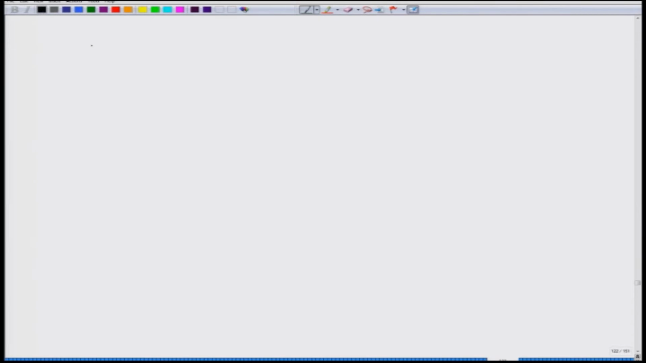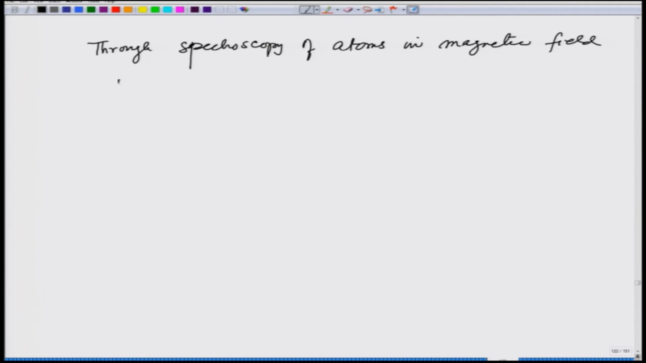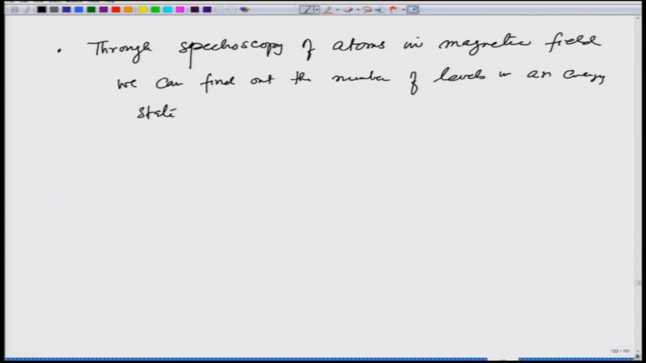So, that is fact number 1. Through spectroscopy of atoms in a magnetic field, we can find out the number of levels in an energy level, in an energy state. That is one experimental thing.